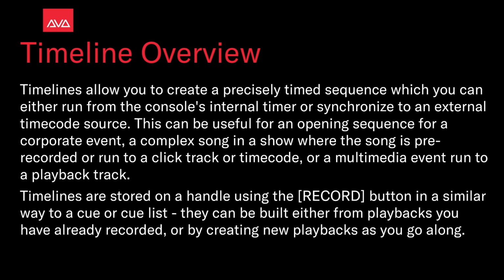This can be useful for an opening sequence for a corporate event, a complex song in a show where the song is pre-recorded, or run to a click track or timecode, or a multimedia event run to a playback track. Timelines are stored on a handle using the record button in a similar way to a cue or cue list. They can be built either from playbacks you already have recorded or by recording new playbacks as you go along.